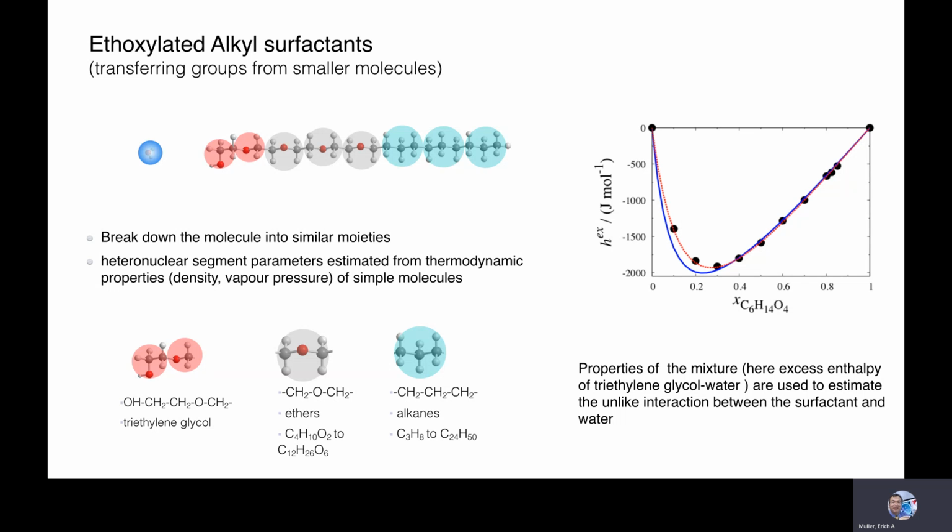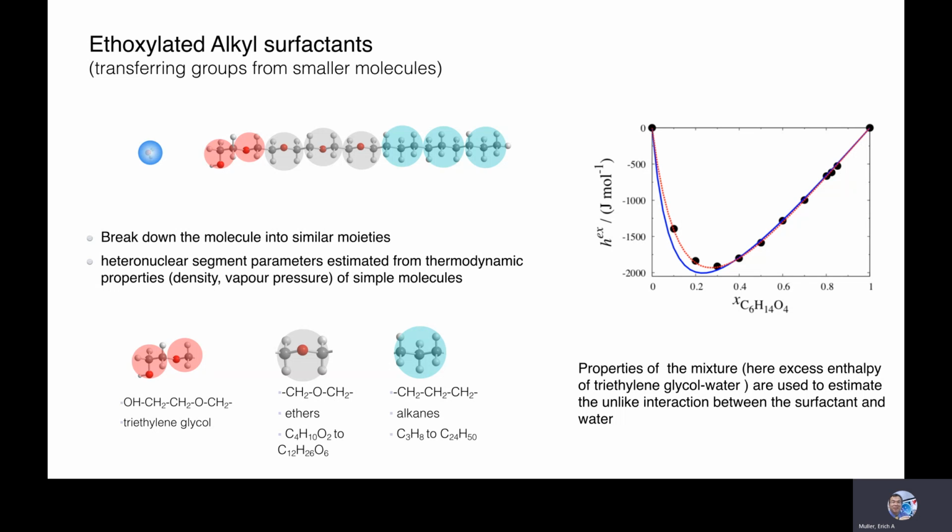When we build these heterogeneous molecule models, immediately we have to start thinking about the cross properties, the properties between these two groups. And again, that can be fitted to experimental data from smaller molecules. On the right-hand side, you see the fit that we used to fine-tune the triethylene glycol mixture by using the excess enthalpy as a function of the mole fraction. And these thermodynamic parameters were then transferred into the general model.